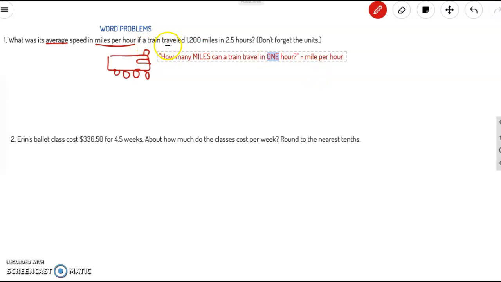So when it says miles per hour, it's essentially asking the question, how many miles can a train travel in 1 hour? And that's what we're trying to find. It says per, think of 1 hour. Okay? So we know that this particular train can travel 1,200 miles in 2.5 hours. Now we know how much it can travel in 2.5 hours, but how about just 1 hour? Now we can solve this by dividing the number of miles by the time. Actually, sorry guys, I think that will be even more confusing. So let's just go ahead and do the division.